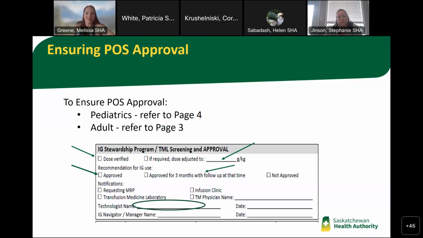Up next is the technologist's name. So if this is an inpatient order set, the technologist is the one who's going to sign and approve it. And the IG nurse navigator is the next box, and that will be either Stephanie or myself, where we've approved it and sent it off.